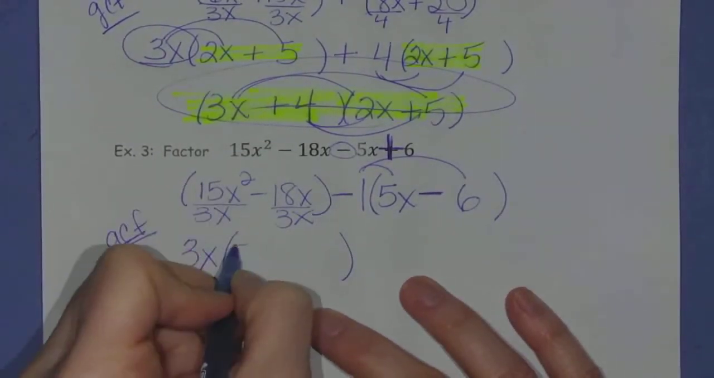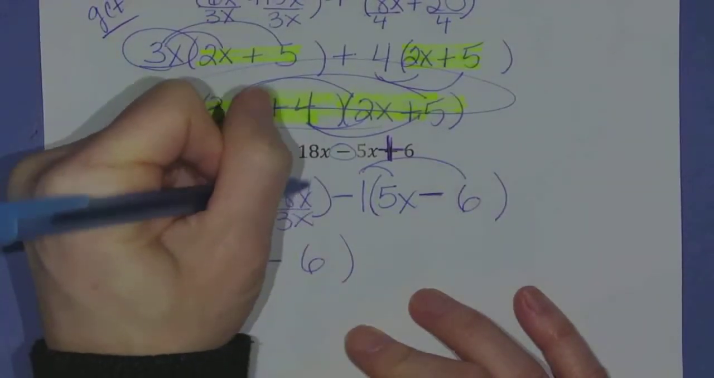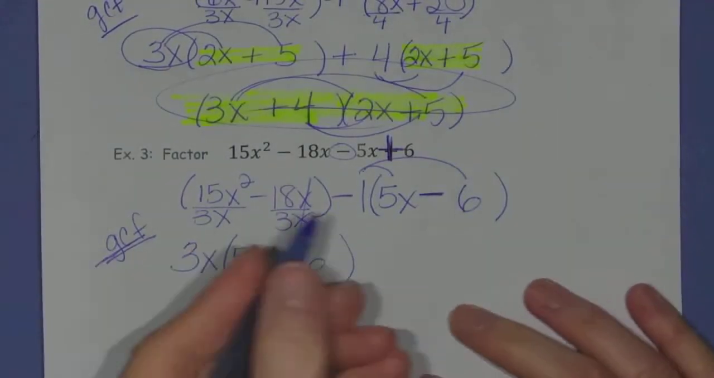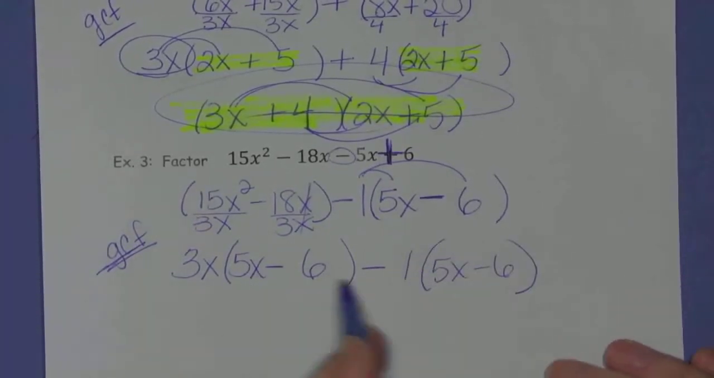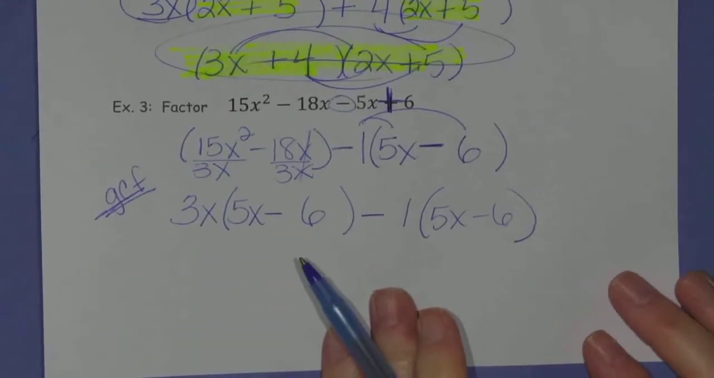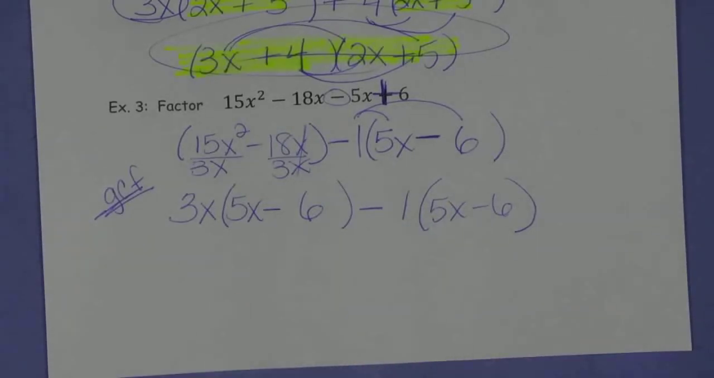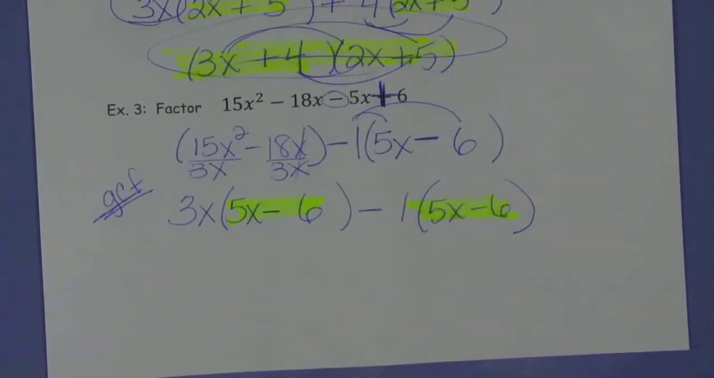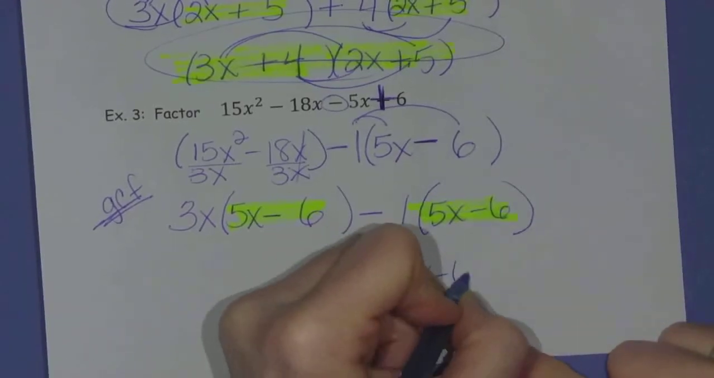This here is going to give me 5x minus 6. These x's are going to completely cancel out. 18 divided by 3 is 6. Minus 1 times 5x minus 6, because 5x minus 6 doesn't have a greatest common factor other than 1. So now we see the 5x minus 6 here and here. So I'm going to put that in my second polynomial.